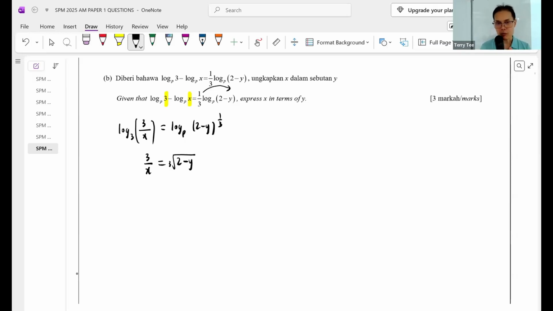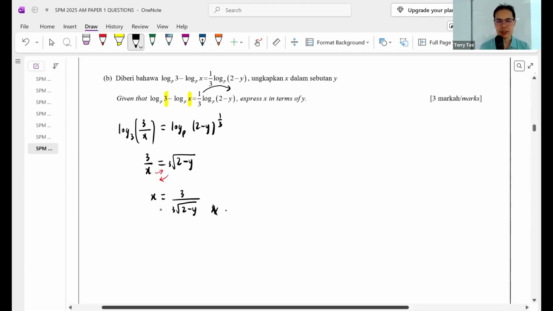Okay. And what are we finding? We are finding x. So here we can bring the x up, bring the root down. So as I bring the x up, I don't want to write x on the right hand side. I write x on the left hand side. And 3 divided by cube root of 2 minus y. There you go. You got your x written in terms of y. So I think this question is quite easy. Yeah, for 3 marks. Okay.